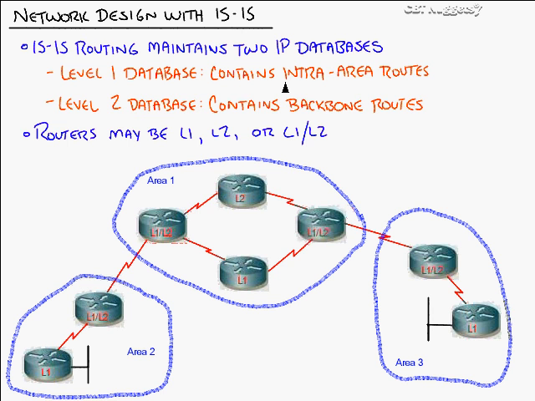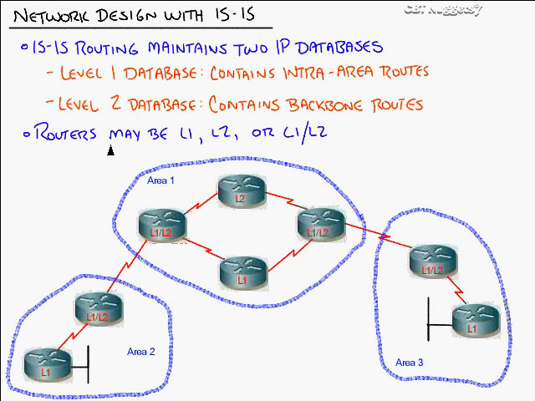They get you around the area, but they don't get you outside of the area. The level 2 database contains the backbone routes, ways to get around outside of the area. If you were to think of these, the closest comparison you would have in OSPF is an area border router, or an ABR, that can get you outside of your areas.